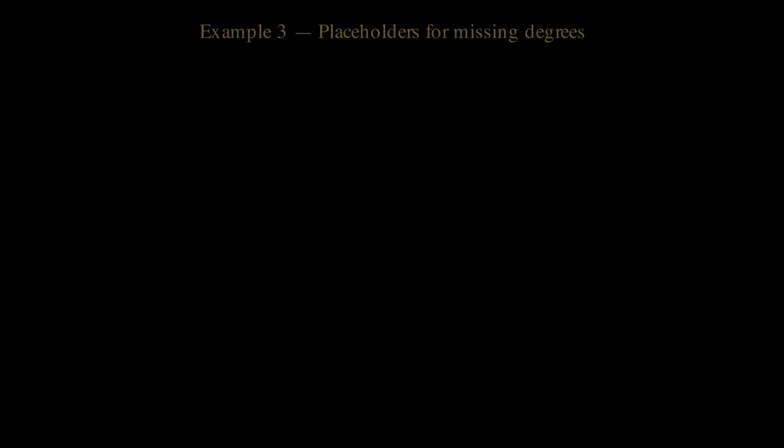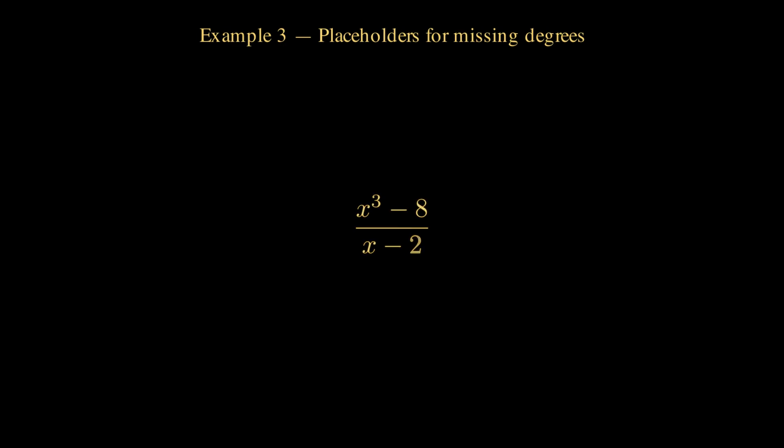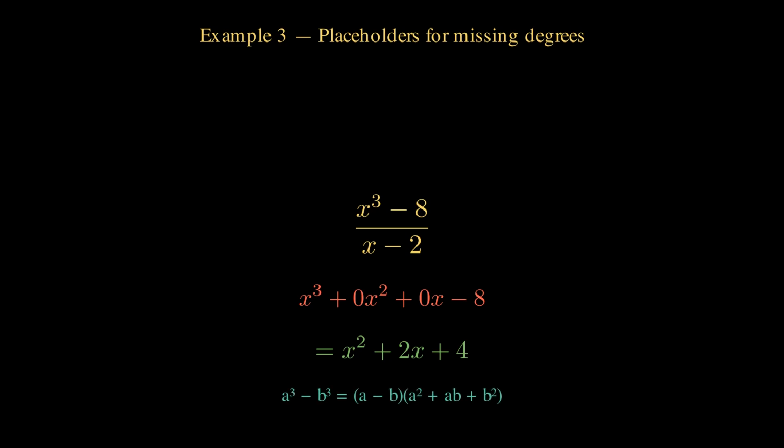Example 3, harder. Divide x cubed minus 8 by x minus 2. Notice missing x squared in x terms. Rewrite the dividend as x cubed plus 0x squared plus 0x minus 8. Those zeros prevent column shifts. Now divide. The quotient comes out x squared plus 2x plus 4, and the remainder is 0. That is the difference of cubes pattern in disguise, which is why it factors cleanly.